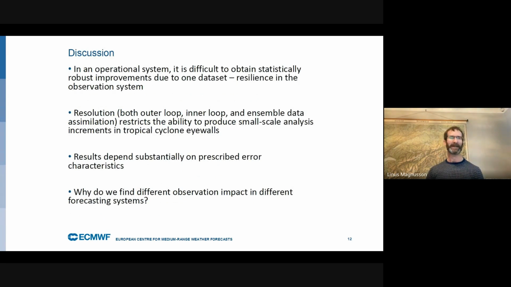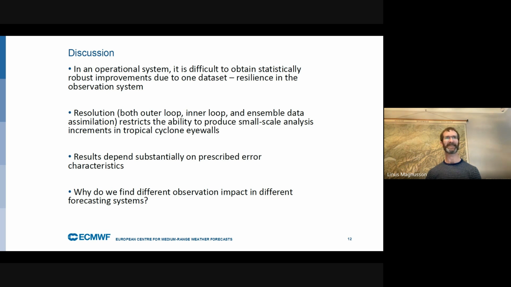So this brings us to the discussion, and we had a lot of discussion putting together this manuscript. First of all, it's difficult to obtain robust statistical results in a global system, and that's partly because of the resilience in the observation system. And then the effective resolution is a question mark, both for the outer loop and inner loops in the data assimilation and the ensemble data assimilation. And then the results depend a lot on what type of observation error we prescribed.